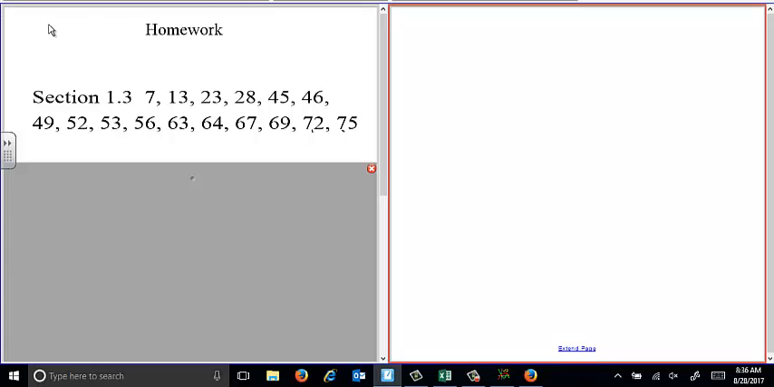Now, there's one thing we skipped. I don't know if it's in this section or the next section. There is a more formal way of looking at limits, and it must be in the next section or the final section.